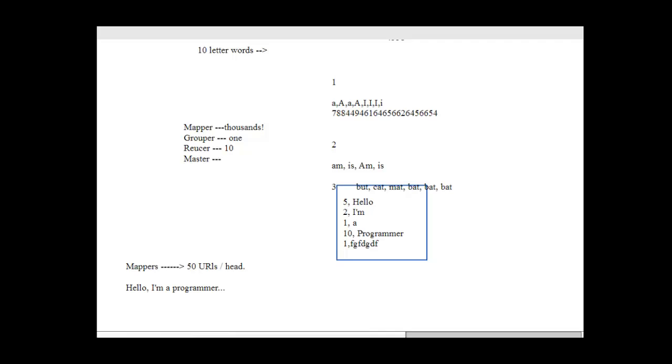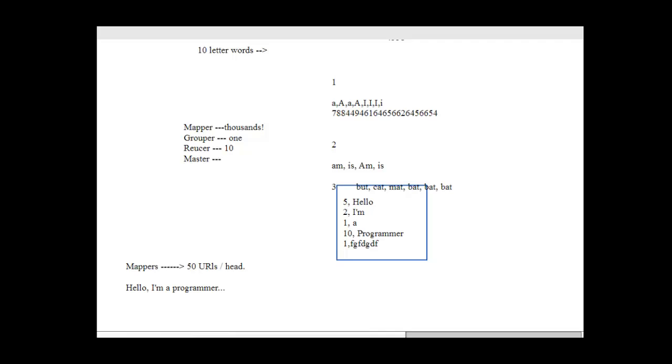Now the advantage of this particular method is that the mappers can work independently. They don't need to rely on anybody else. One mapper does not need to rely on another mapper, right? I can do my work, whatever the 50 URLs have been given to me, at my given time. I don't need to rely on someone else's work. I don't have any dependency on anyone else's work. So the mappers can work independently.